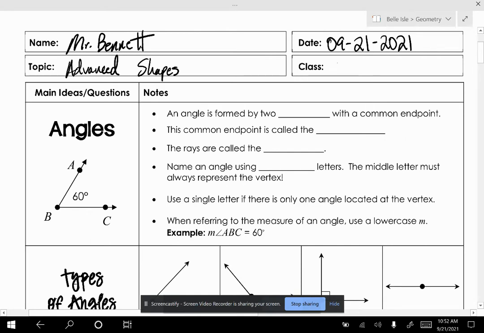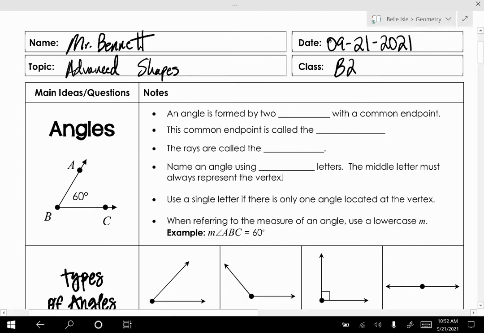What class is it? B2. Okay, we'll get there someday. It's all right. No, it's 8:15. I'm still working on that.